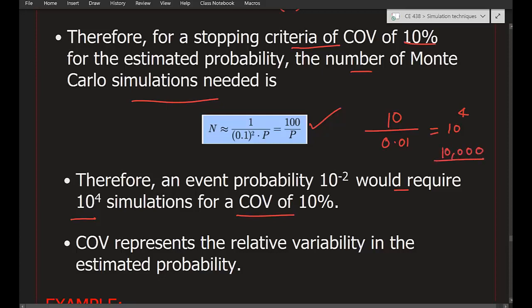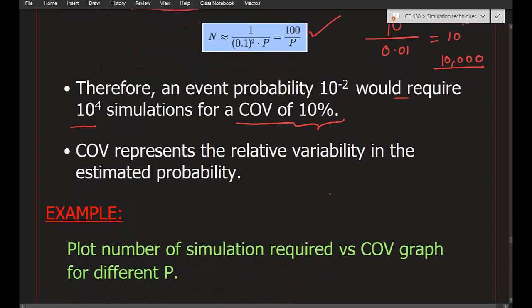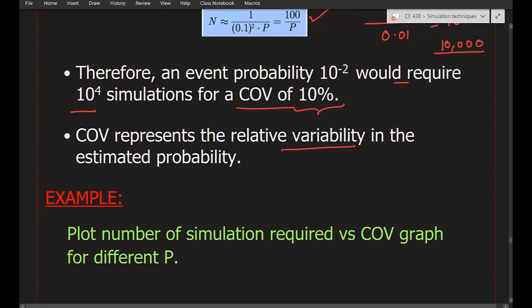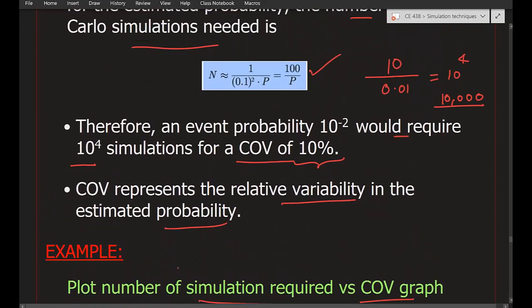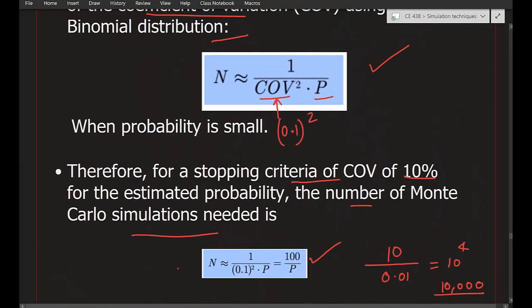So, as we said in the beginning of the class, the sample size depends on the desired probability, and also on the coefficient of variation. The coefficient of variation represents the relative variability of the estimated probability. We can plot a graph of the number of simulations versus the coefficient of variation for different values of p. So let us use the Excel sheet to investigate more about this formula, n equals 1 divided by the coefficient of variation squared, times p.